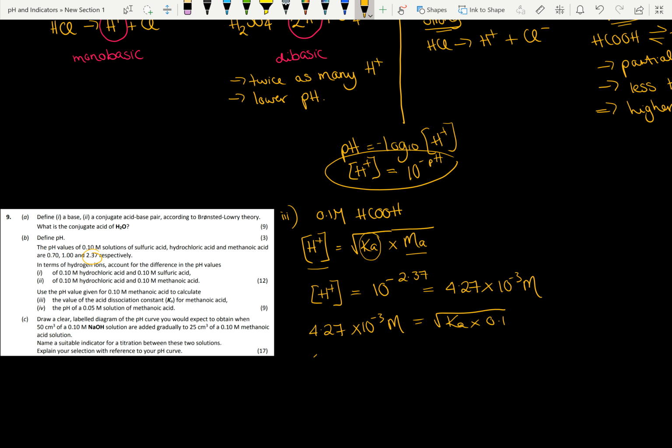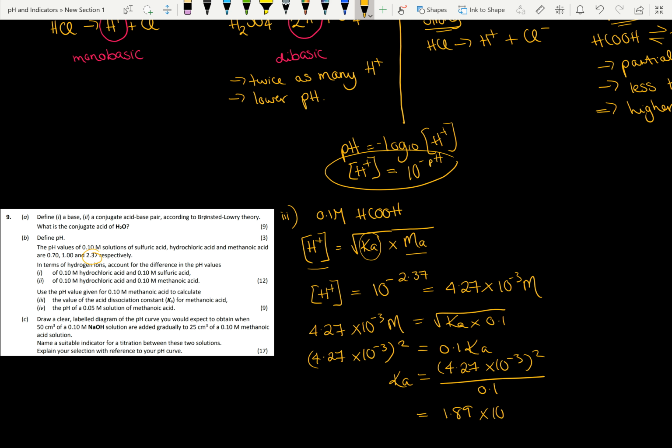So let's square both sides, and I end up with 4.27 by 10 to the minus 3, squared, is equal to 0.1 Ka. So my Ka is equal to 4.27 by 10 to the minus 3, squared, all over 0.1, which will give me an answer of 1.89 by 10 to the minus 4.